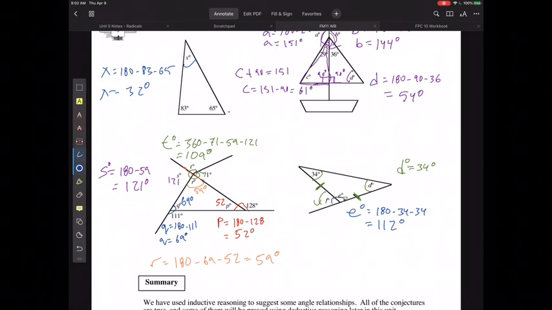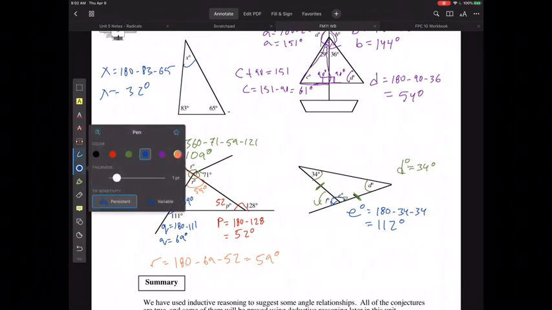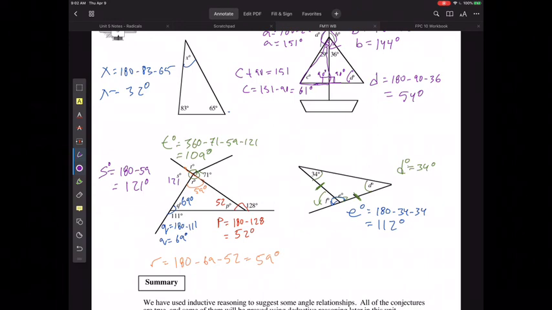And because E and F make a straight line and they're supplementary, I can state that angle F is going to be 180 minus angle E, 112. Angle F is going to be 68 degrees.